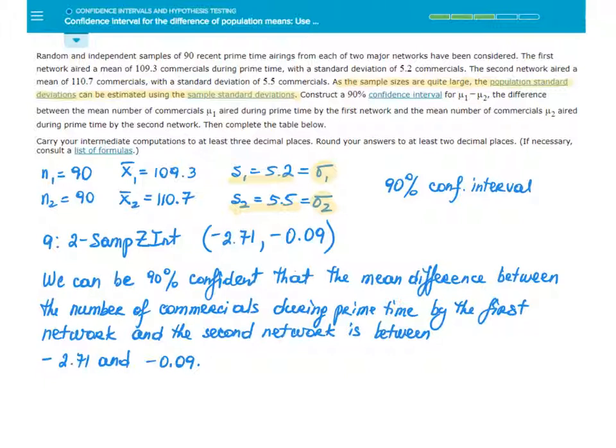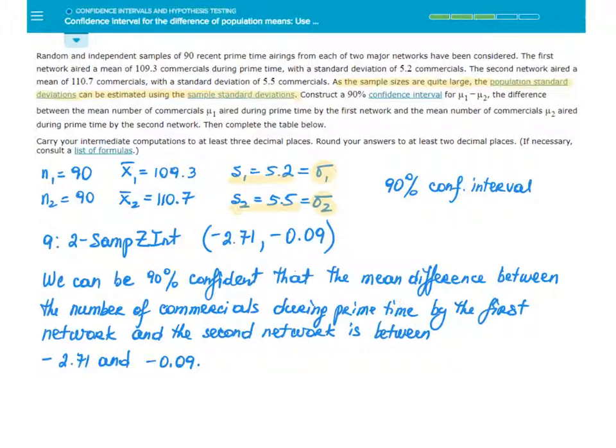It really tells me that I know sigma for both populations, therefore I can go ahead and use the z interval, not t interval in this case. The function on the calculator will be 2 sample z interval, because I work with 2 samples at once. And when I enter the information I have into my calculator, it will give me the following interval: negative 2.71 to negative 0.09.